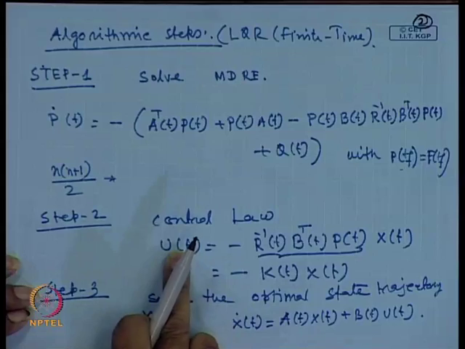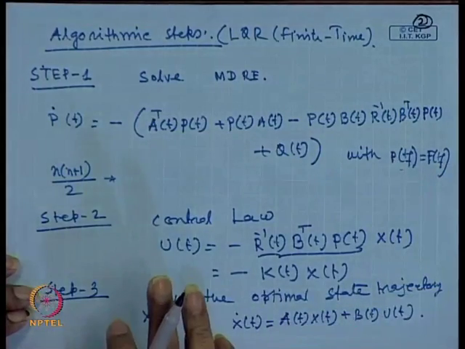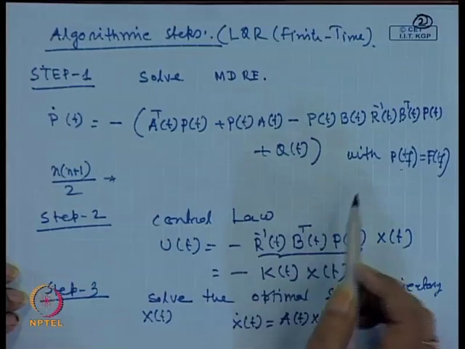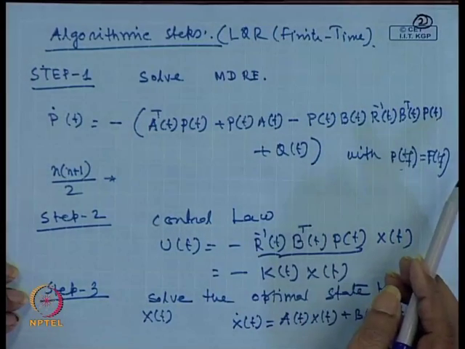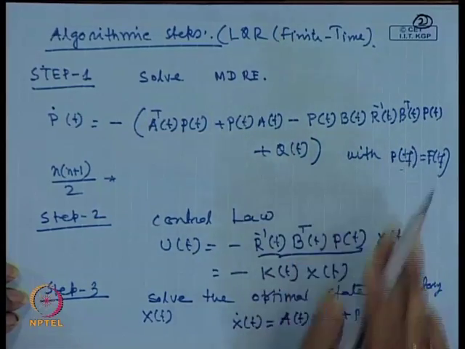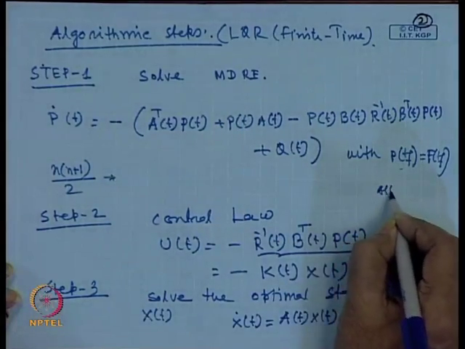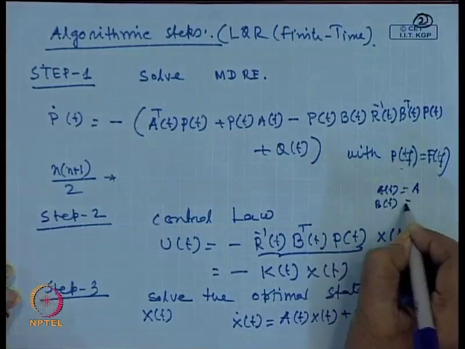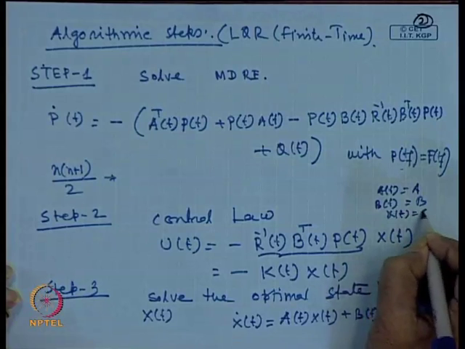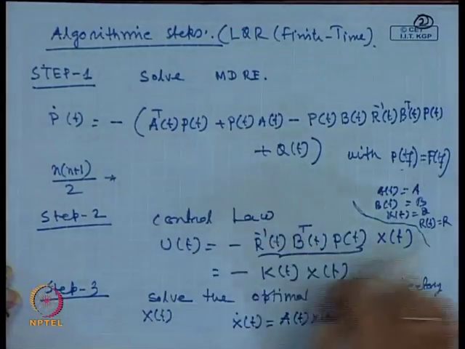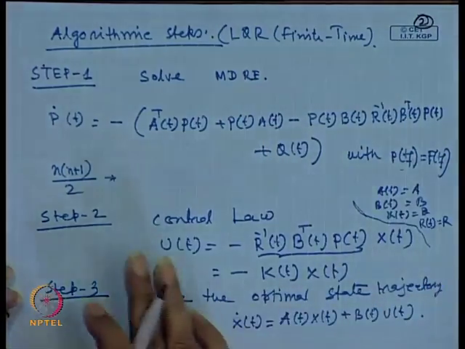This u of t we can compute from step 2. So, this way you have to solve it. And now the question is, suppose the matrices A of t, B of t are time invariant, that means these parameters do not change with respect to time, and also the state weighting matrix Q and the input weighting matrix R do not change with time, then you can write A in place of A of t, B in place of B of t, Q in place of Q of t, and R in place of R of t in this expression, but still this expression is valid.